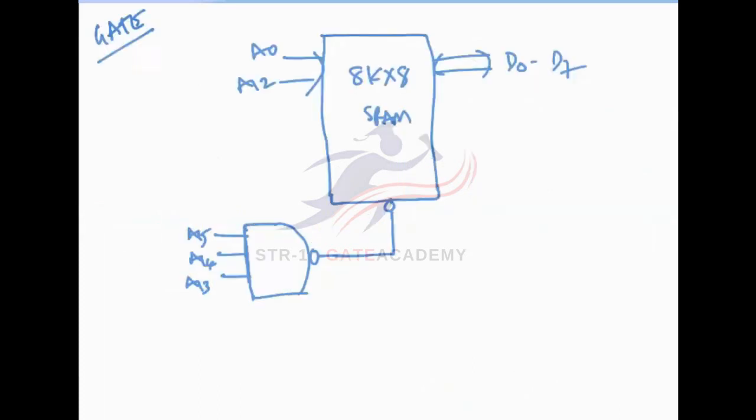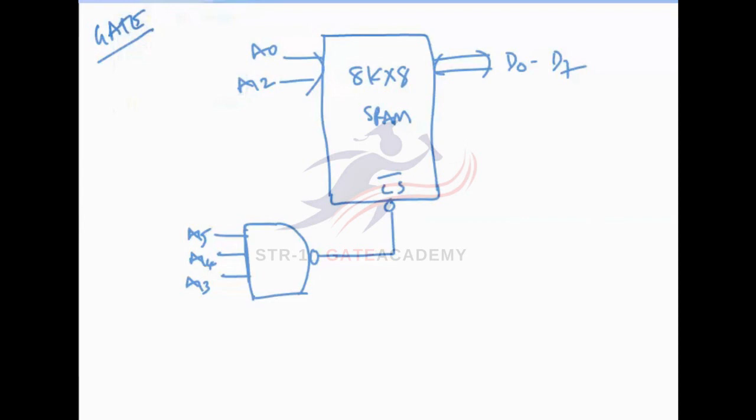Now one more memory is connected. The microprocessor is connected with external memory using address lines and data lines. In the 8085 microprocessor, 16 address lines are there. A0 to A12 are directly connected to the SRAM, and the remaining address lines A13, A14, A15 are connected to one NAND gate. The NAND gate output is connected to the chip select.